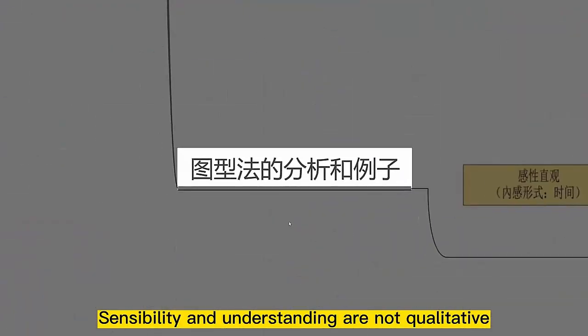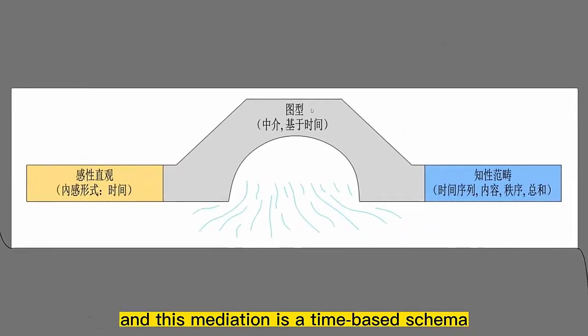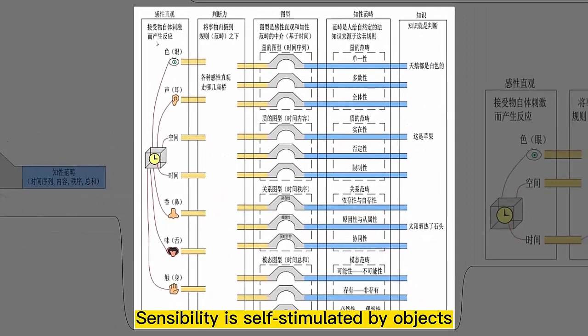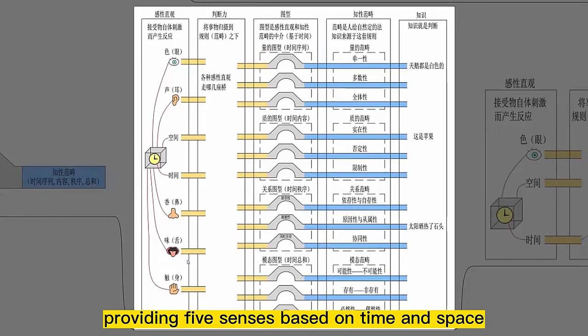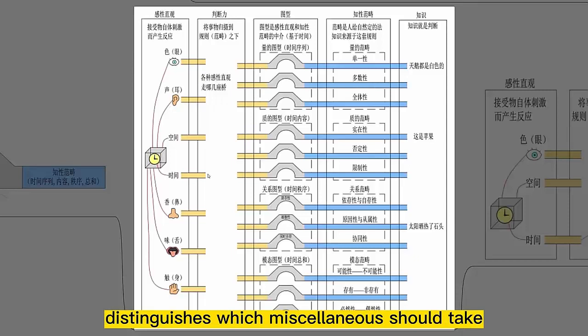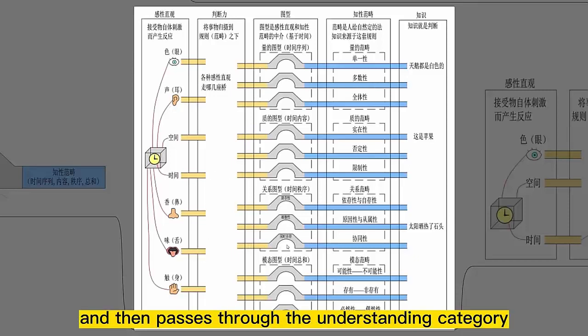Sensibility and understanding are not of the same quality, which requires an intermediary, and this mediation is a time-based schema. Sensibility is stimulated by objects, providing the five senses based on time and space, that is, sensible intuition. Judgment judges these sensible intuitions, distinguishes which miscellaneous should take which time-based bridge, and then passes through the understanding category to produce knowledge.